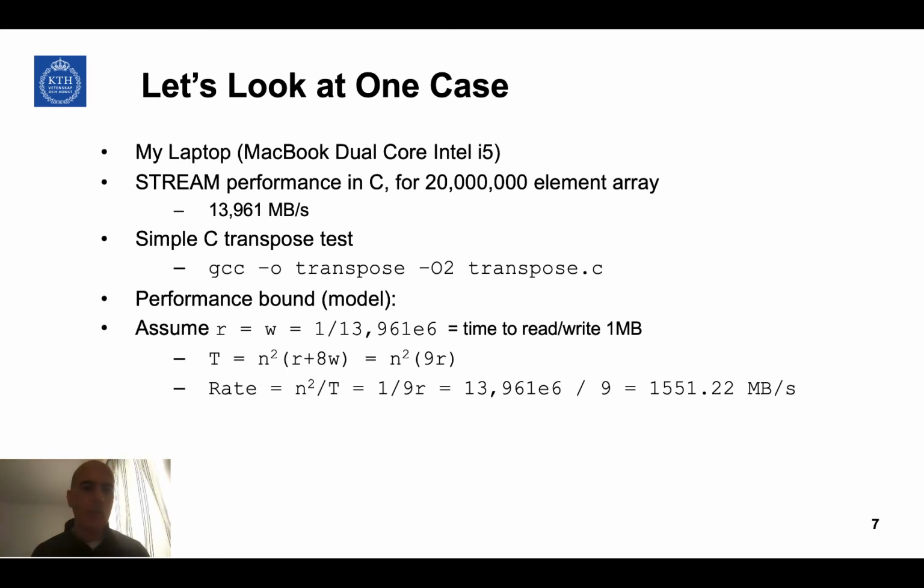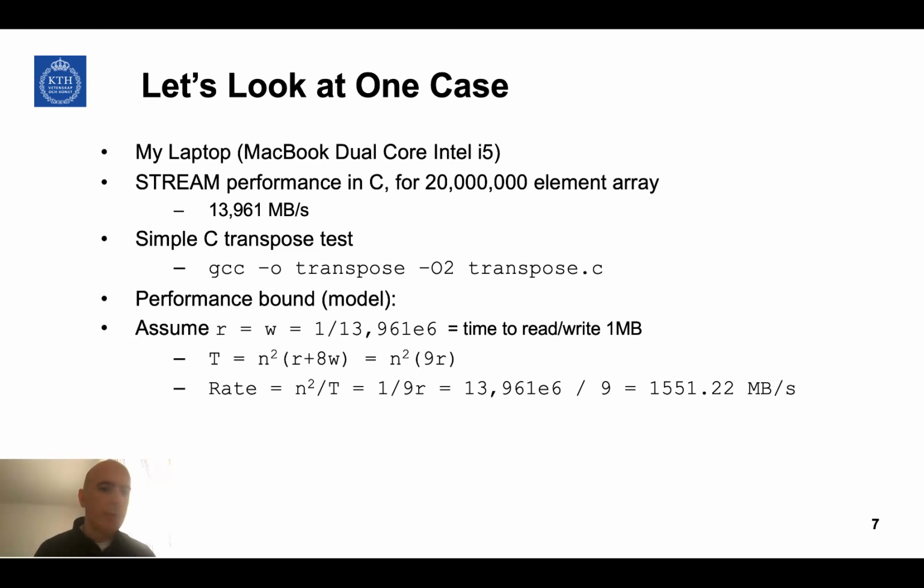The first assumption we can make is that read and write take the same amount of time. This is not exactly true for most systems. Typically, read is faster than write, but for the sake of simplicity, let's assume that read is equal to write. We can then use the results from the STREAM benchmark copy and calculate the time for a read or a write as just the inverse of the bandwidth. So this is the time to read or write 1 megabyte to memory.